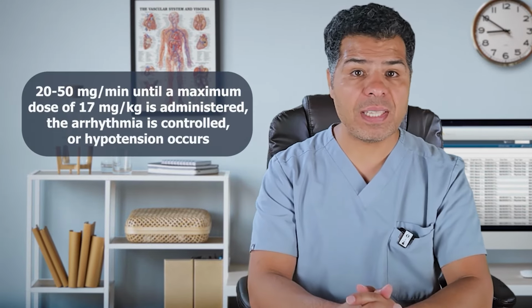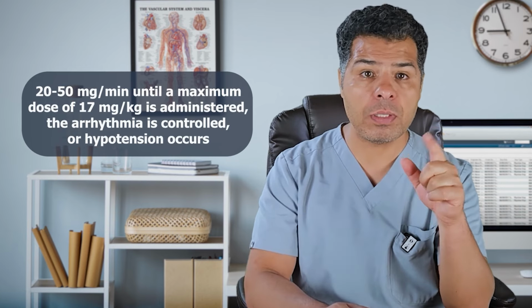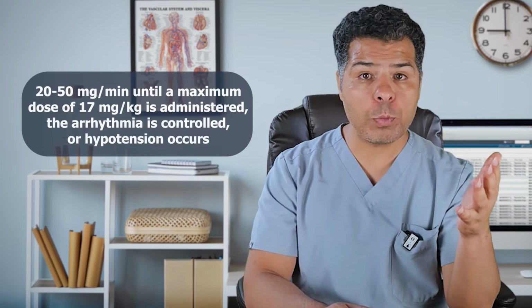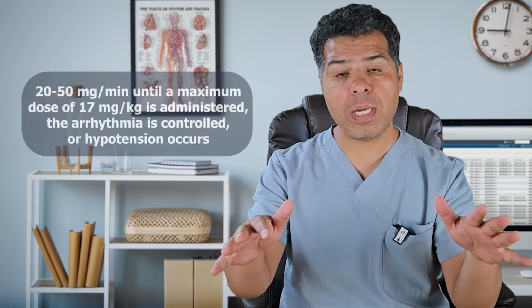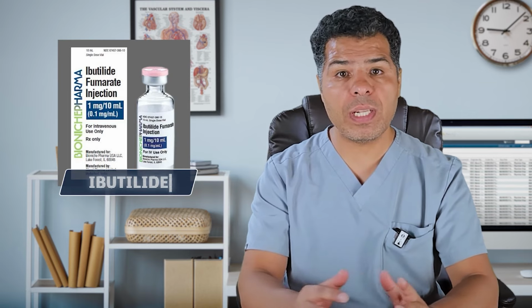Procainamide, again, loading dose 20 to 50 mg per minute until a maximum dose of 17 mg per kg is administered, or arrhythmia is controlled, or hypotension occurs, then we stop procainamide. Ibutilide is a second line if procainamide cannot be used or inadequate response.